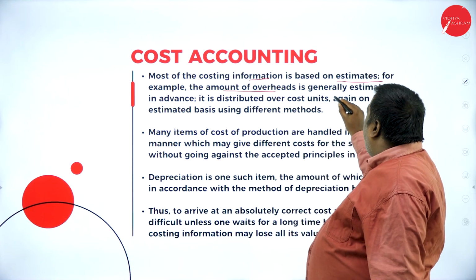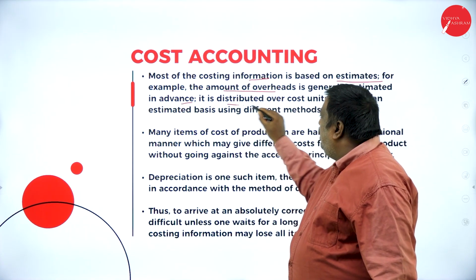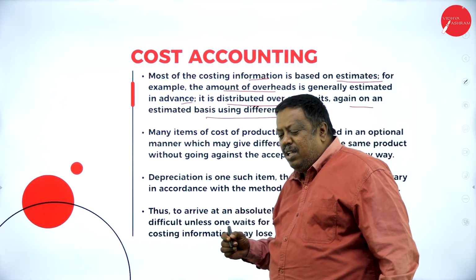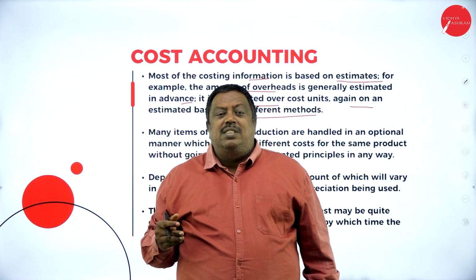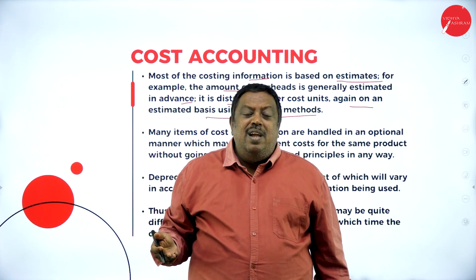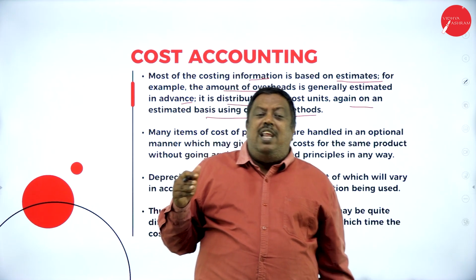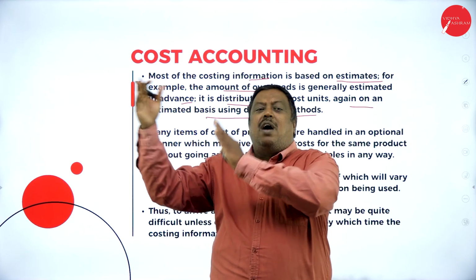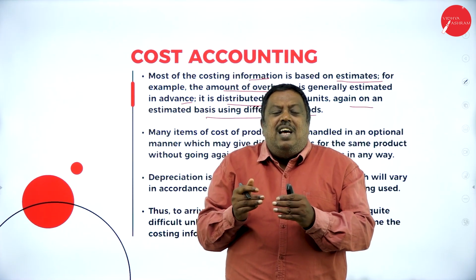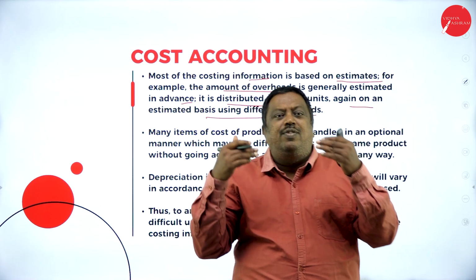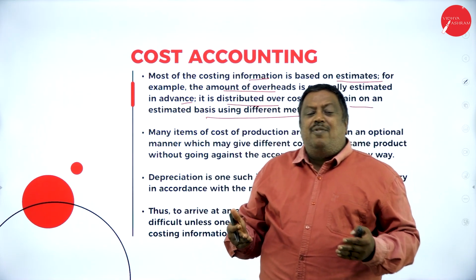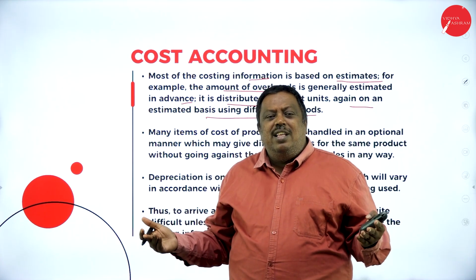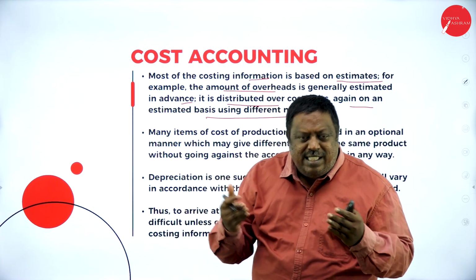The amount of overheads is generally estimated in advance. It is distributed over cost units, again on an estimate basis using different methods. Sometimes we have not paid the labor. We will assume that the amount of labor paid for this conversion may be a certain amount. So based on that, I'm going to estimate the cost of the unit here. Later, if I don't pay the actual amount of estimated labor, the cost is going to vary for me. That's what they're saying.